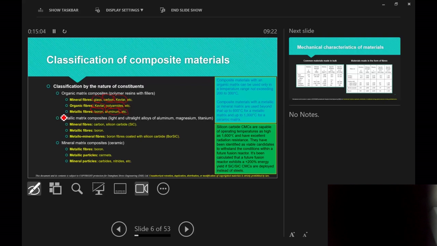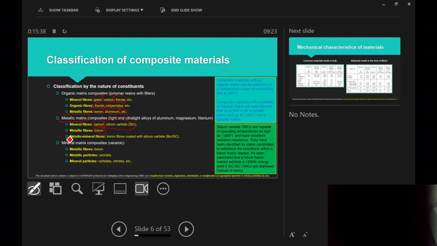The matrix could be a metallic matrix, as previously mentioned. The fibers could be, again, mineral fibers, carbon, silicon carbide. We saw an example of this before. It could be a metallic fiber, boron, and it could be metallo-mineral fibers, boron fibers coated with silicon carbide. So the sky is the limit. Mix and match, see what it comes up with. Essentially, that's what it is. Okay, so it's all experimental based. Just mix them in different ratios, it's essentially chemistry really. Just put them together, see what happens.